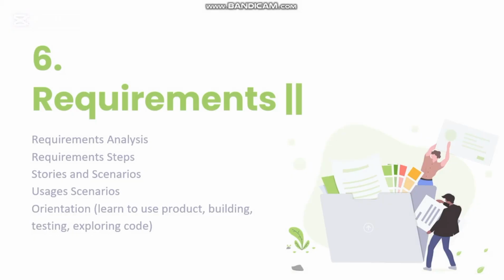Then in the sixth lecture, we review requirements analysis. Then we have requirement steps, stories and scenarios, and how we create stories for our project or product. Then we have usage scenarios and orientation. Orientation is how to learn and use the product, and how to build, test, and explore code.